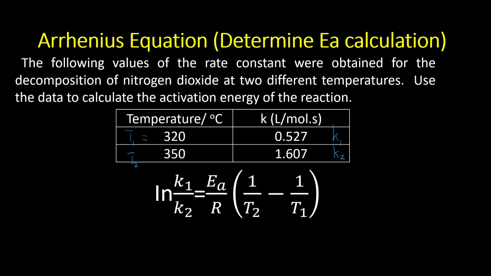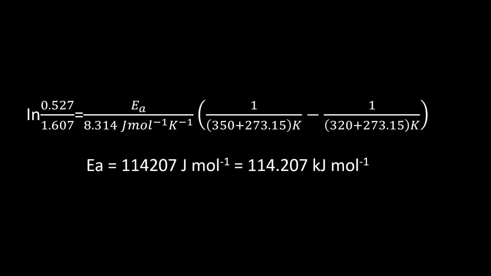Therefore, we need to convert the temperature to Kelvin by adding 273.15. And as for temperature T2, we also need to add 273.15 to the temperature in degrees Celsius to convert it to Kelvin. Then we just need to substitute all the information into the formula to get the activation energy as 114,207 joule per mole. But for activation energy, usually it is in kilojoule per mole. Therefore, we just need to divide the joule per mole by 1000 to give us activation energy as 114.207 kilojoule per mole.